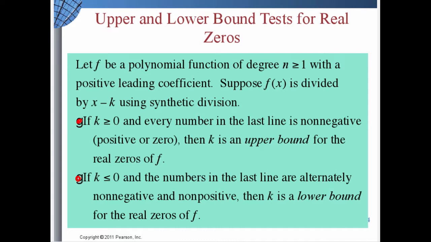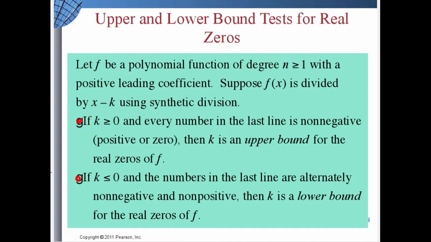So after we use synthetic division, when we scan the last line, meaning below the line in the synthetic division, after we've combined all our numbers, if everything is non-negative, then k is what we call an upper bound for the real zeros of f, meaning there are not going to be any real zeros greater than that value of k.